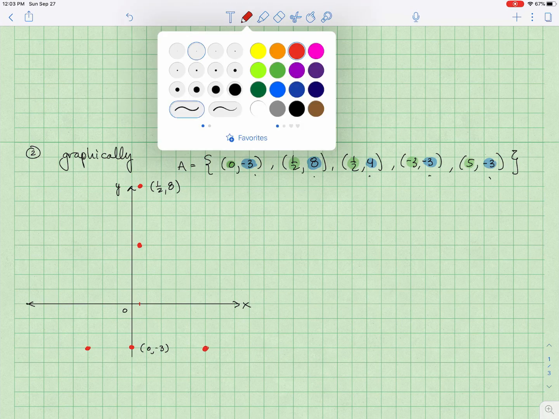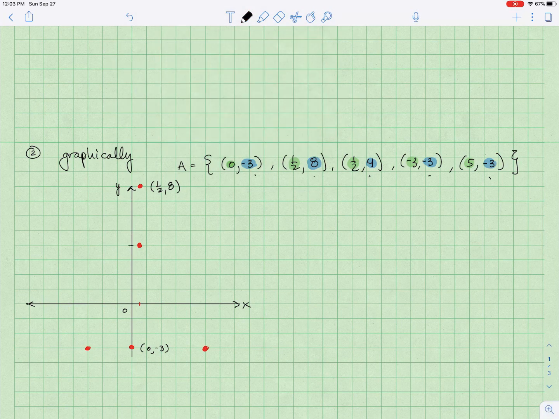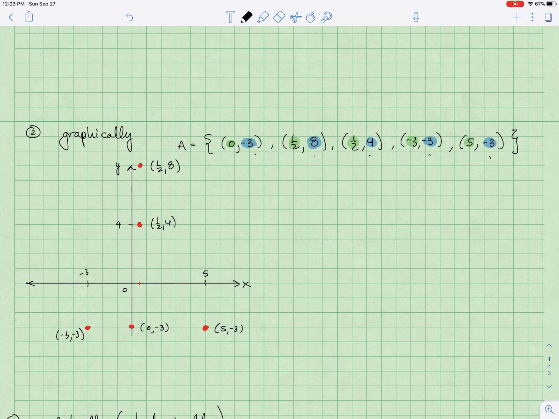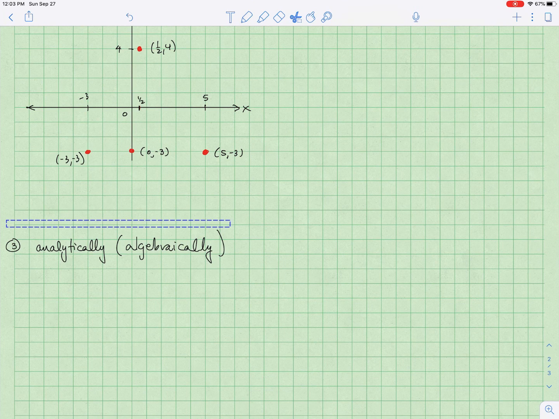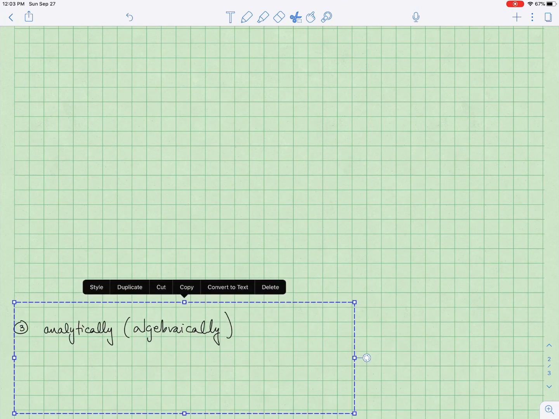And let me label all of these here. This is 1/2, comma 4. This is 5, negative 3. This is negative 3, negative 3. And those 5 red dots represent the graph of this relationship. Not too bad. Plotting points, pretty straightforward. Let's graph B here.